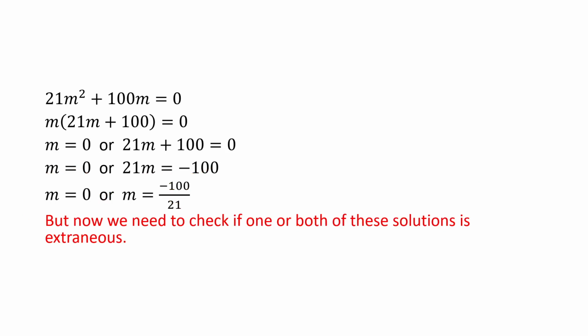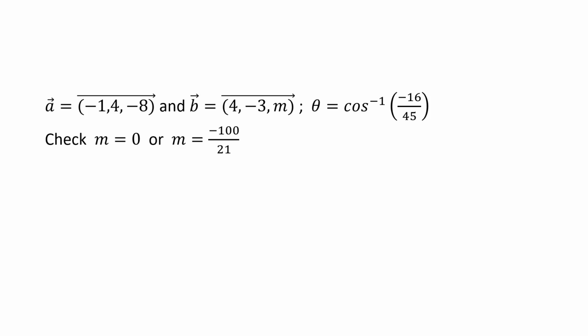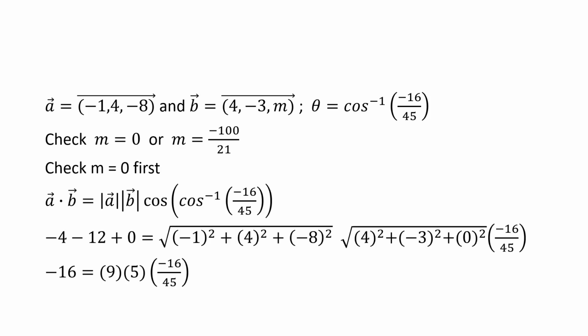But now suppose you didn't really do the restrictions the way we said a moment ago. What you would at the very least then have to do is check that one of those answers is not extraneous. And the way you would do that is by going back to the original and checking m equals 0 and m equals negative 100 over 21. If you let m equal 0, then you'll end up with putting that into the dot product formula. You'll end up with negative 16 equaling 9 times 5 times negative 16 over 45. And that's actually true, and we would be happy with that, m equals 0.